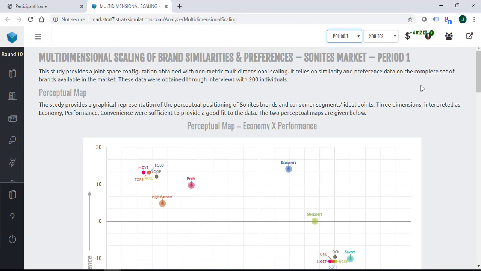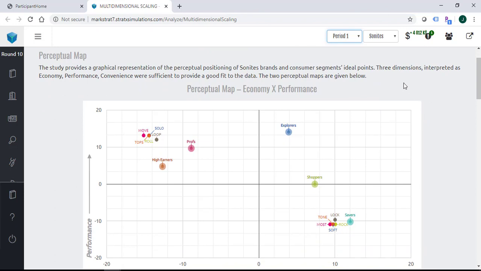The multidimensional scaling tool is very similar to the semantic scale tool. The only difference is that it uses consumers' perceptions rather than product characteristics. This study provides a drawn space configuration obtained with non-metric multidimensional scaling. First is a perceptual map, a graphical representation of the perceptual positioning of Sonar brands and consumer segments' ideal points. The 3 dimensions, interpreted as economy, performance, and convenience, were sufficient to provide a good fit to the data.